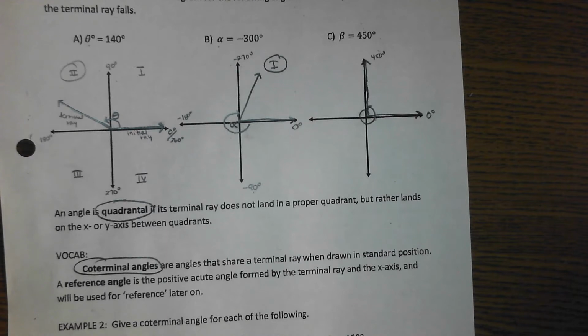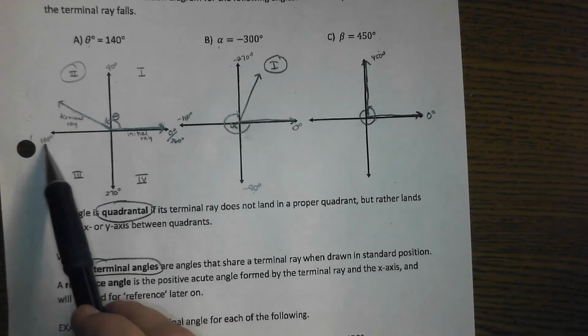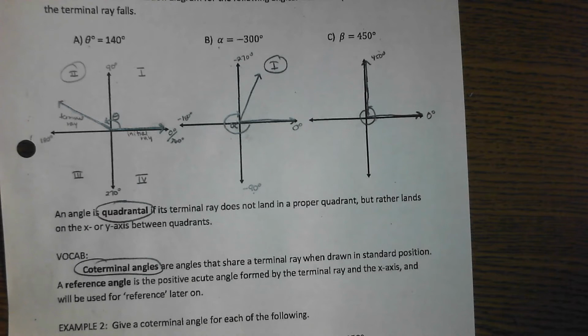Okie doke? So a 0, a 90, a 180, a 270, or any coterminal angle to those that has a terminal ray on those axes is called quadrantal. Okay? So on top of the quadrant that the terminal ray falls in, which is hugely important, you'll see why as the chapter progresses, the other thing that's hugely important is a reference angle.